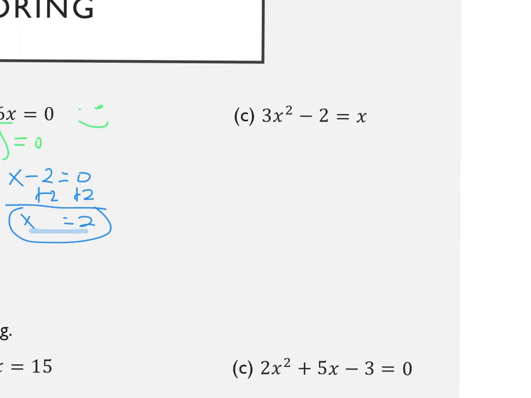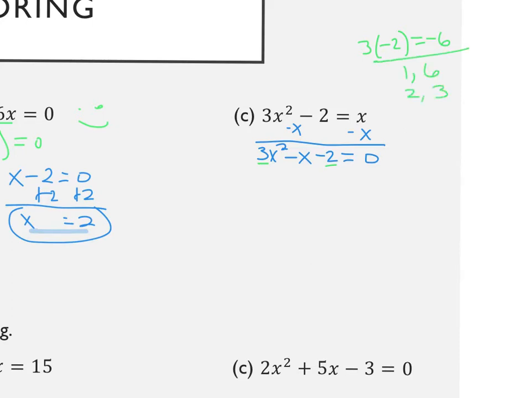If we look at the third problem, notice it does not equal 0, so the first thing we'll do is subtract the x, and I'm going to put the minus x in between the 3x squared and the negative 2, so it is in our standard form. So 3x squared minus x minus 2 equals 0. And now we're going to factor it just like we did before. We'll take the front times the back. So 3 times negative 2 is negative 6. And we'll have 1 and 6 and 2 and 3.